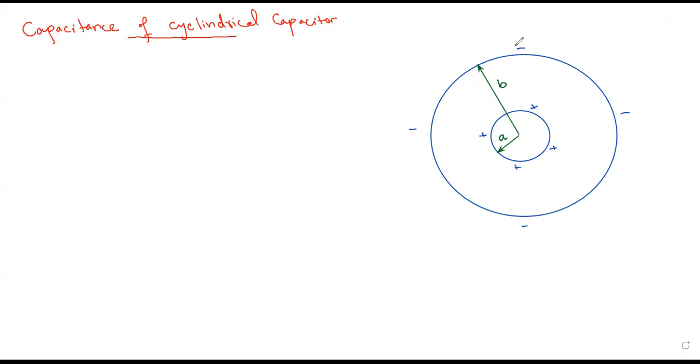Now we also have to draw a Gaussian surface. We draw the Gaussian surface around the positive cylinder. Let me draw this in a different color. Suppose this is the Gaussian surface, and we assume the radius of this Gaussian surface to be r.